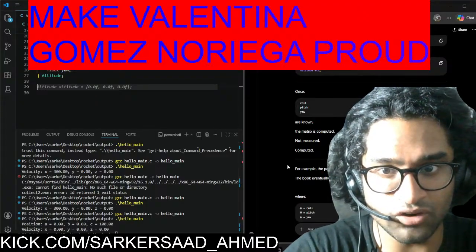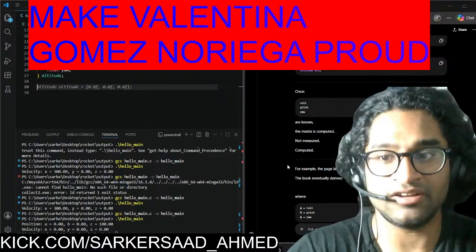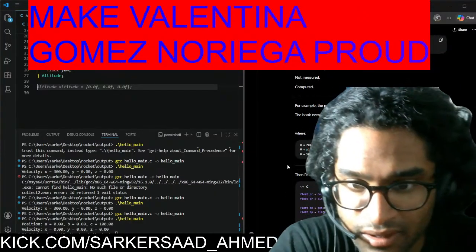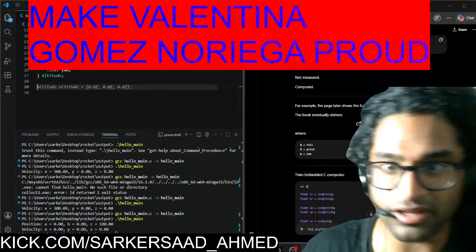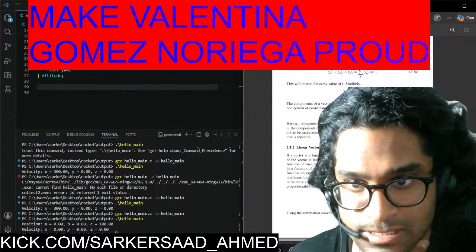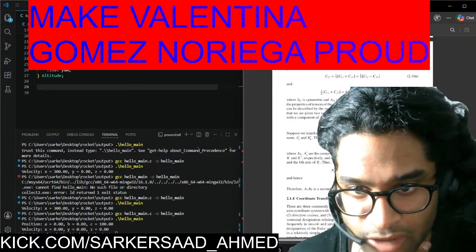So once unknown, that matrix is computed, not measured. So the page later will show the Euler angle transformation. This iPad, man, I swear. The book eventually did. Okay, they did. I don't see it.